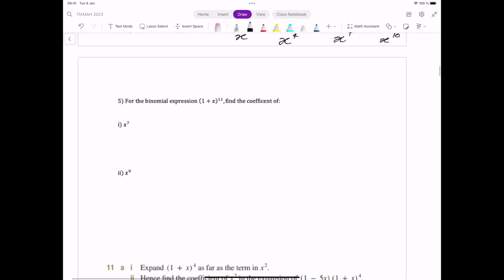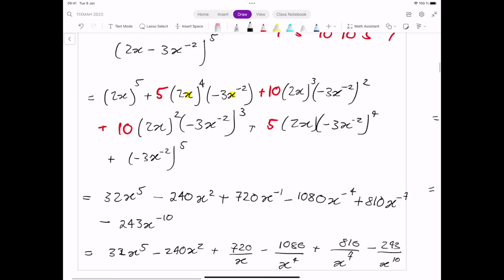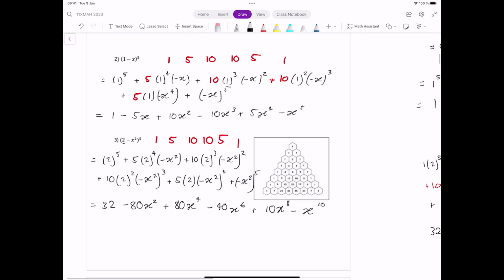Okay, for the binomial expression, find the coefficient of x to the power of 7. I think in class I changed these, so I changed this to a 7, this to a 5 and this to a 6, just because I hadn't given you Pascal's triangle for 11. So let's go up.